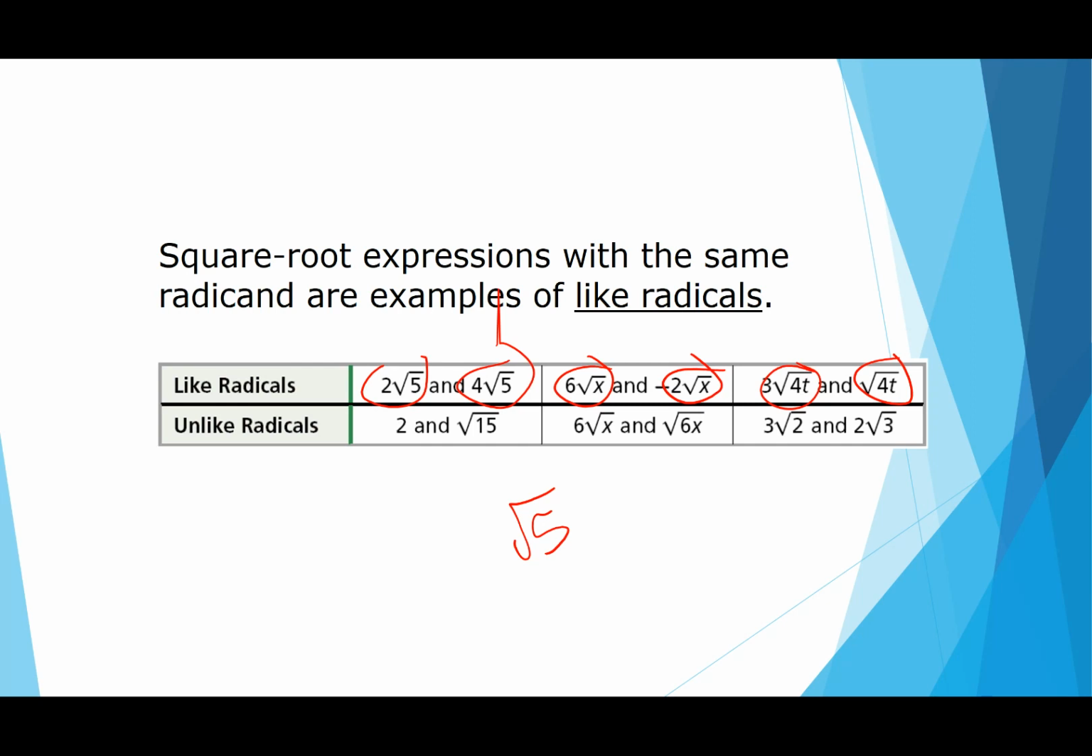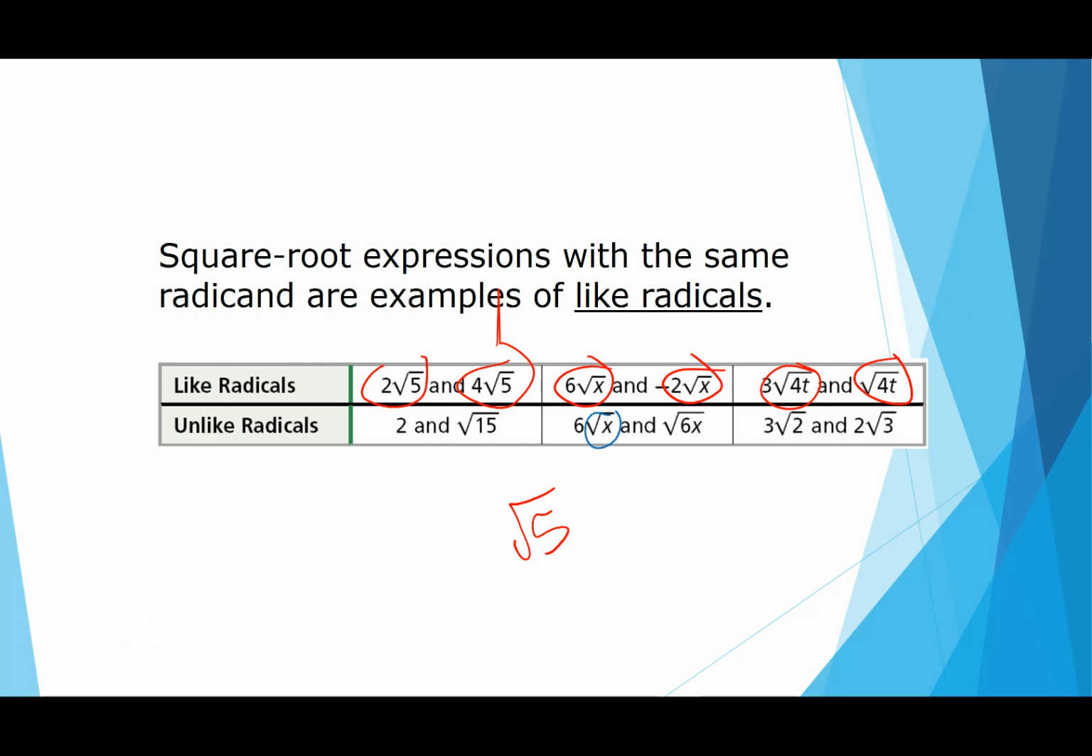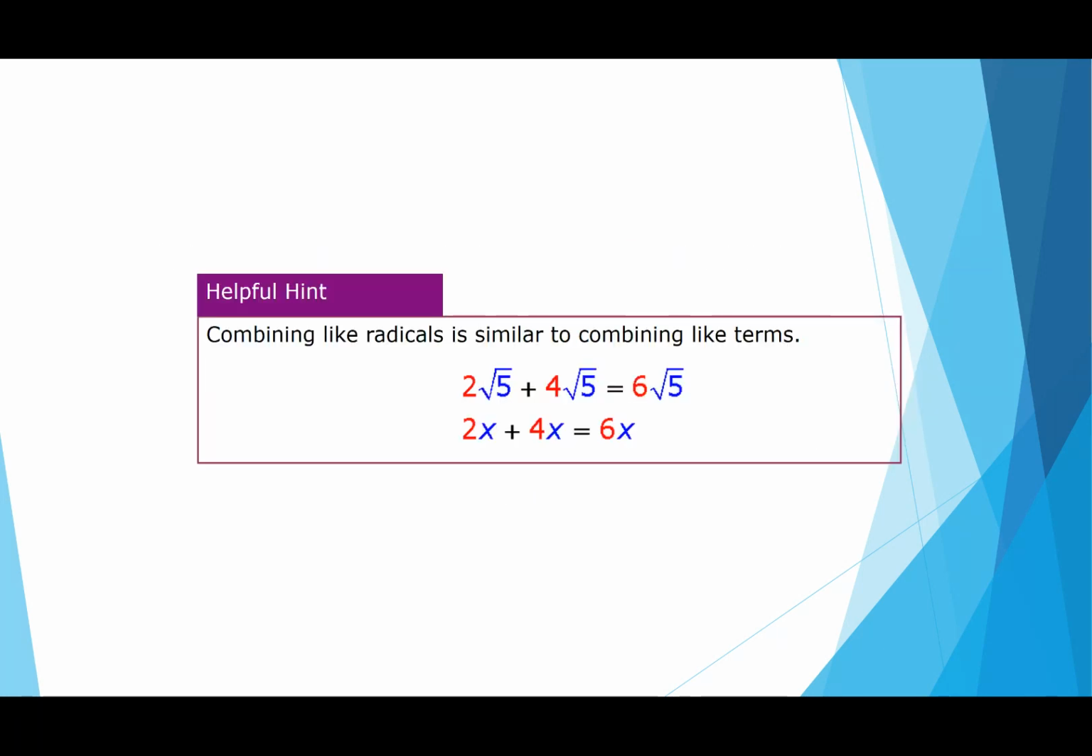You can see that a little more obviously with square root of x and square root of 6x. Very different radicals, so they're not like radicals. Square root of 2, square root of 3. Different radicals, okay? So not like radicals. Like radicals are pretty obvious to identify. They're just like terms. They have the same exact radical.